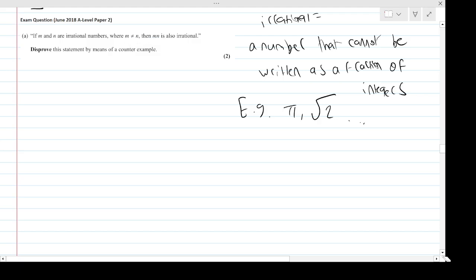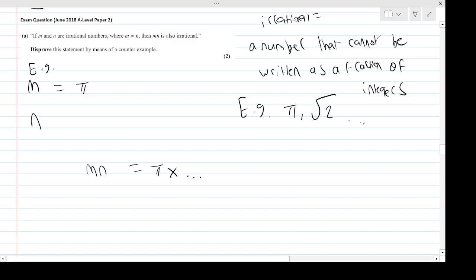Let's take m to be pi. That's irrational. Okay, well then the other number, n, I don't know at the moment, but whatever this n has to be, we want an example of m and n where the product is not irrational, because that'd be a counterexample. So if we had mn, that's pi times something, and that cannot be irrational, so it has to be a fraction or an integer.